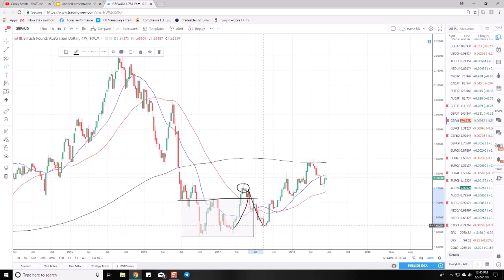Then we got a pullback, price set a lower high. So here is the prior lower low. This is a little higher, a higher low. Then what did we do? Pushed up, set a new higher high. Looking left, it broke above the prior higher high. Then what do? We pulled back, set a new higher low, right? Then push up, set a new higher high. Then again, pull back, higher low, right?